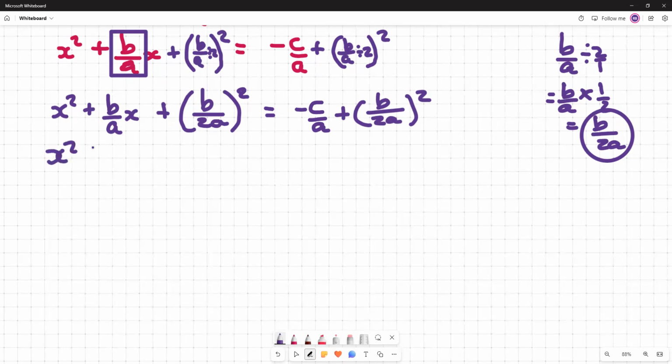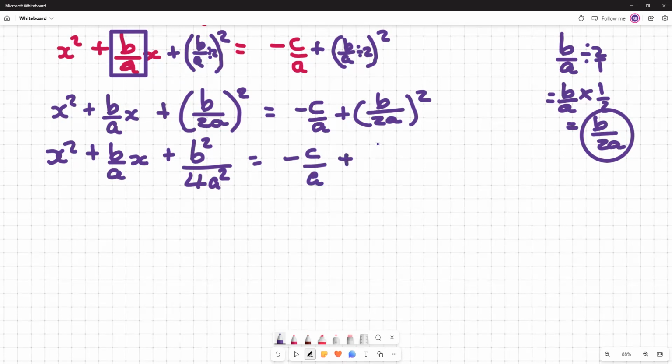So you have x squared plus b over a x plus, here you're going to have b squared, and then here you're going to have 4, because 2 squared is 4. Then you have a squared, which equals minus c over a plus b squared over 4a squared. All right.